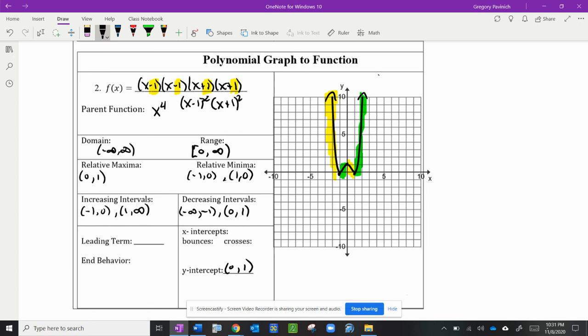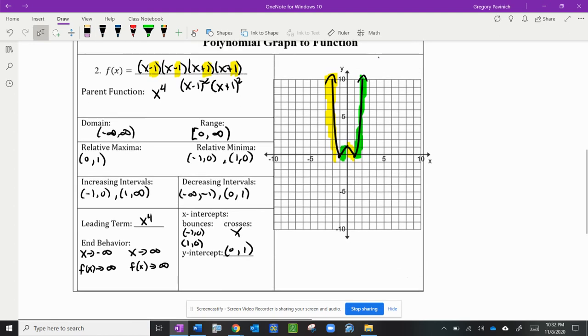My leading term is just going to be x to the 4th. My end behavior is up and up. So as x goes to negative infinity and as x goes to infinity, remember negative infinity just means the left arrow of the graph. And what is that left arrow of the graph doing? It's going up. X goes to positive infinity, that means the right arrow. And since this is even, it's going up also. I only have two x-intercepts and they're both bouncing, one at negative 1, 0 and one at 1, 0. There is no crossing. And there's my information.